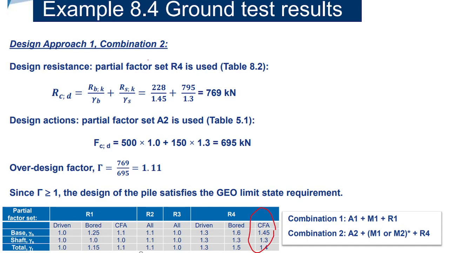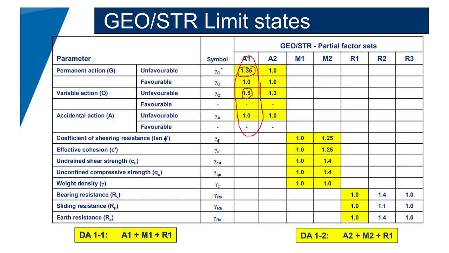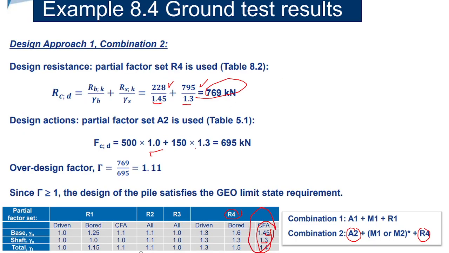Now how about for combination 2? For combination 2, we are going to use R4, and for R4 we use these values. Again, we calculated already earlier these values. So base is 1.45 here, and then shaft is 1.3. So we have this value. Now how about for the design action? The design action, which is intended for combination 2, A2, we have this one, 1 and 1.3. 1.3 is for the variable, 1 is for the permanent. These are the loads given initially, which you take from your building.